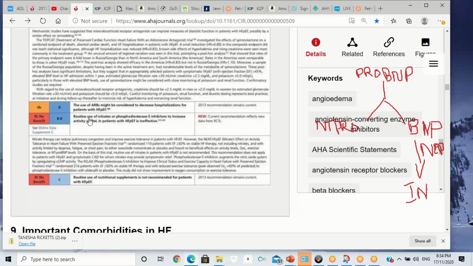Another important thing, you don't want to use nitrates and your phosphodiesterase 5 inhibitors together, to increase activity or quality of that. You don't want to give that combination of nitrates and phosphodiesterase 5 inhibitors. Phosphodiesterase 5 inhibitors are things like Cialis, Viagra. You don't want to give that. You will kill the patient.